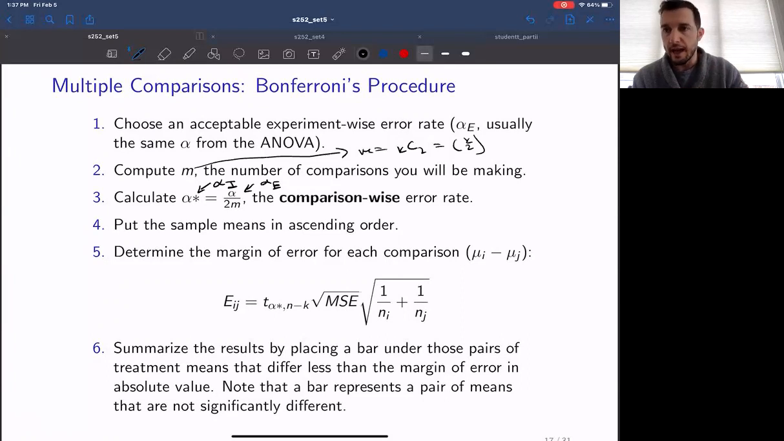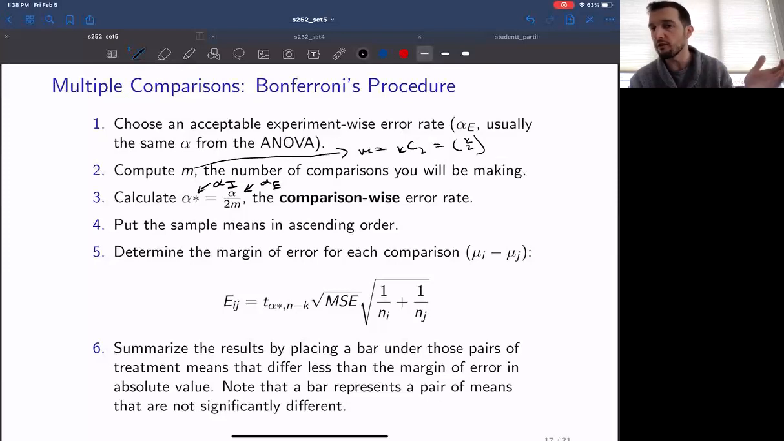When we are doing this by hand, we develop ways to try and simplify the process. So one way that we can do this is only by computing the margin of error for each of the different comparisons, computing the difference between the means of interest, and then checking to see if the margin of error is bigger or smaller than the difference.